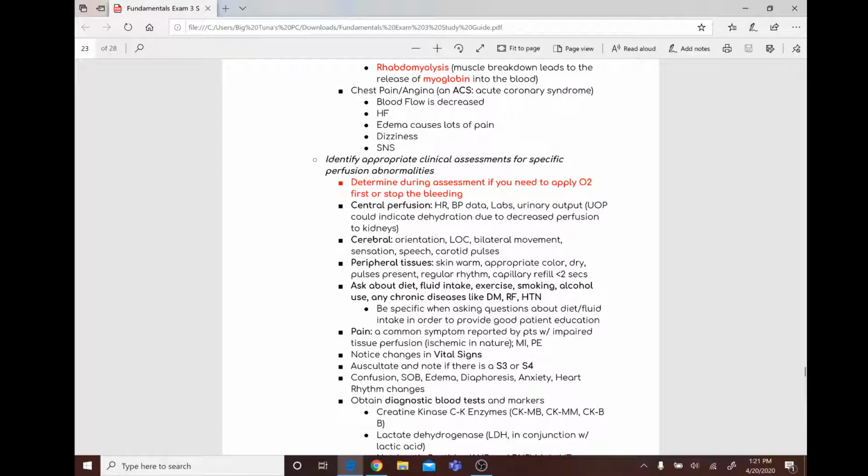What assessments are we going to do for peripheral tissue perfusion? Skin warm, appropriate color, dry, pulses present, rate and rhythm, capillary refill less than 2.